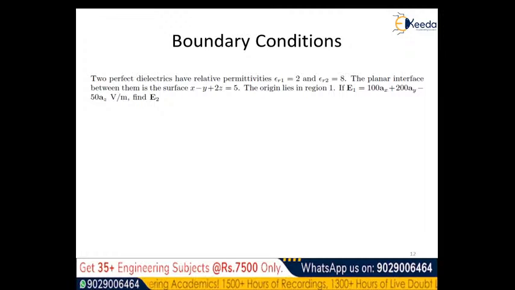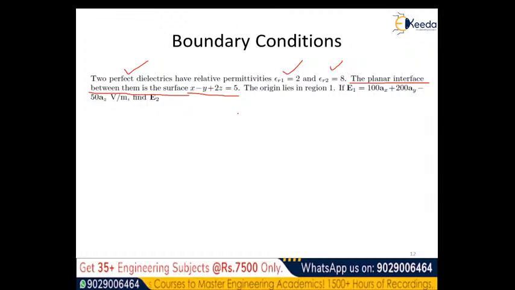So if you read this particular problem statement, you will see that there is a certain surface defined by this particular equation here. So x minus y plus 2z, this is just the planar interface. Okay, so this is a plane, we have called it a planar interface between the two regions, and both the regions are perfect dielectrics. The corresponding epsilon r1 and epsilon r2 are there.